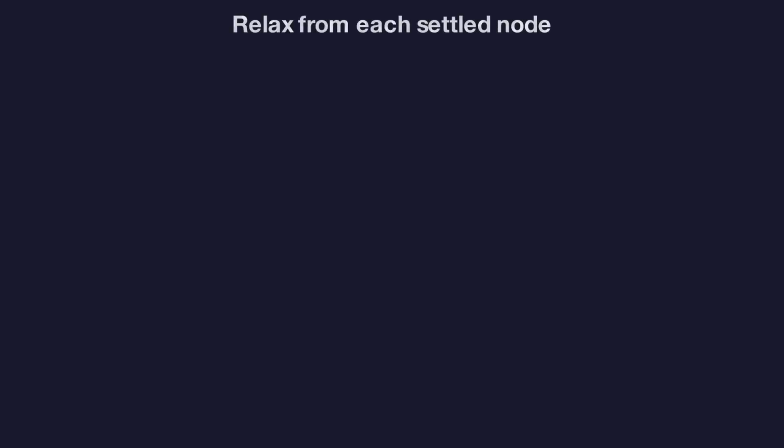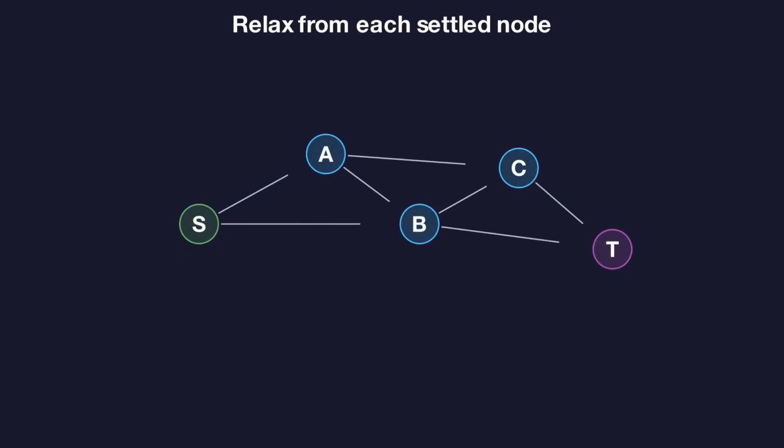First, we settle S and relax its outgoing edges. A gets distance 1 because the edge from S costs 1. B gets 4. Next, we settle the smallest unsettled label. Relaxing from A improves B to 3, because 1 plus 2 beats 4. We also reach C at cost 6. Now, B has the smallest tentative cost, so we settle B. That drops C to 4 and pushes a path to T at 9. Finally, we settle C. The edge to T costs 3, so T drops from 9 to 7. 7 is optimal. The path S to A to B to C to T adds 1, 2, 1, and 3. No cheaper route exists under non-negative weights.